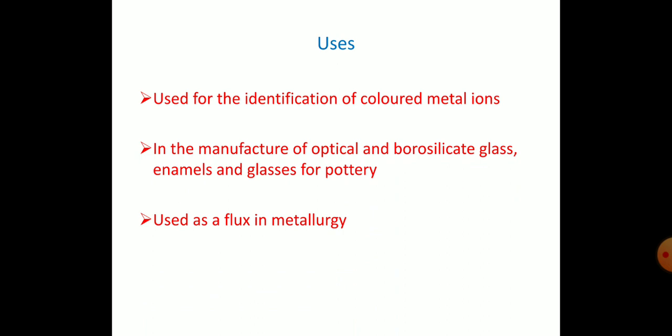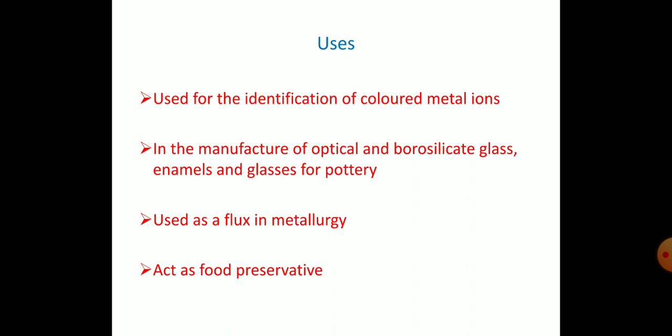And the third one is it is used as a flux. About flux we have seen in lesson 1. So this compound borax can also be used as a flux in metallurgical process. And finally it also acts as a food preservative. We know what is preservative. It is a chemical substance which is used to keep the food without getting spoiled. Okay, so these are the uses of borax.